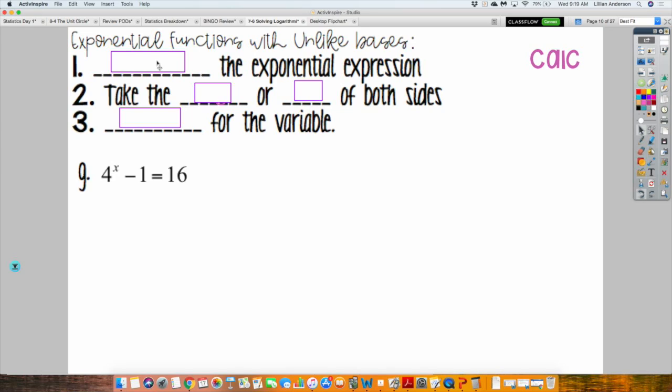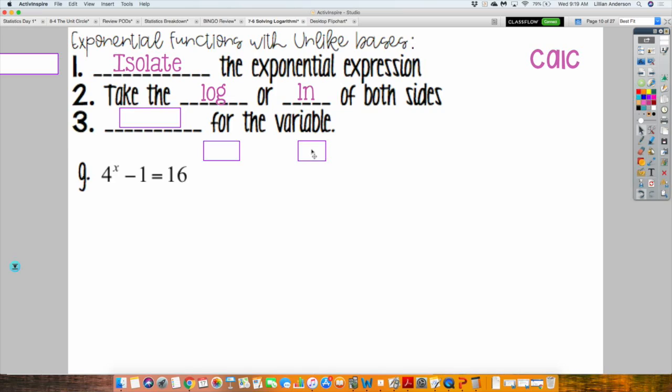Isolate. Same concept applies here. You need to isolate the exponential expression. If you're like, I still don't understand what that means, get the base by itself. Nothing else around it. Then you're going to take the log, or you're going to take the ln of both sides. You're not going to do both. It's going to be one or the other.